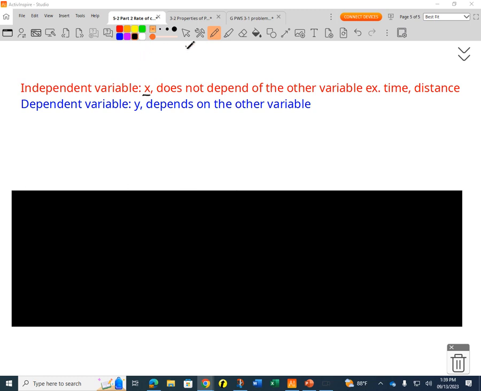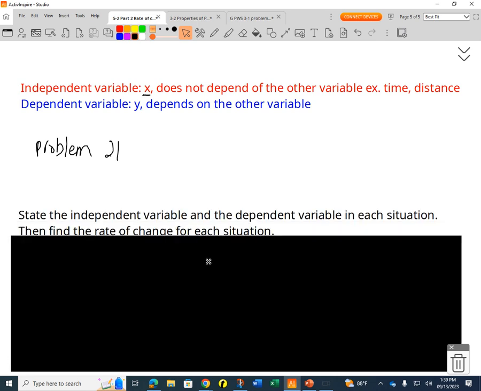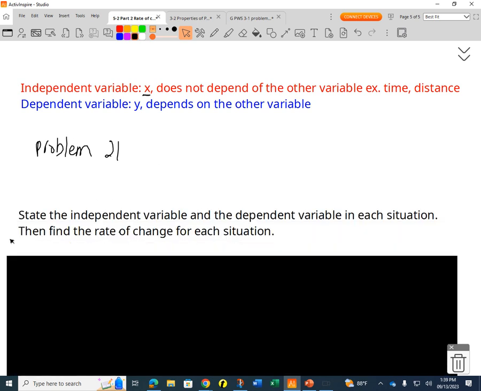So now we're going to look at how to do problem 20. I'm sorry, problem 21 is yours. So we're going to do problem 20. It's on your worksheet. That way you don't have to write a bunch of stuff. So these are the directions. You don't have to write it. These are the directions for your problem 21. State the independent variable and the dependent variable in each situation. Then find the rate of change for each situation. You need to know that the rate of change is just the slope. But we call it a rate of change when we're talking about a real world problem. You caught up with me?